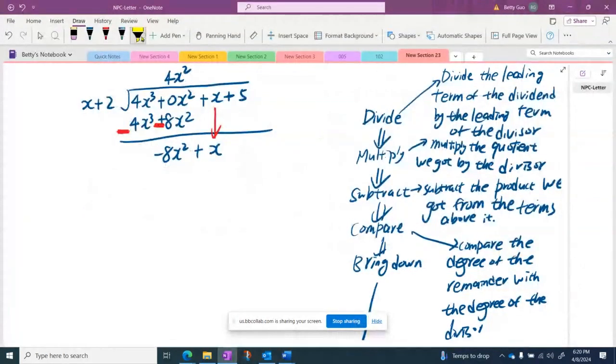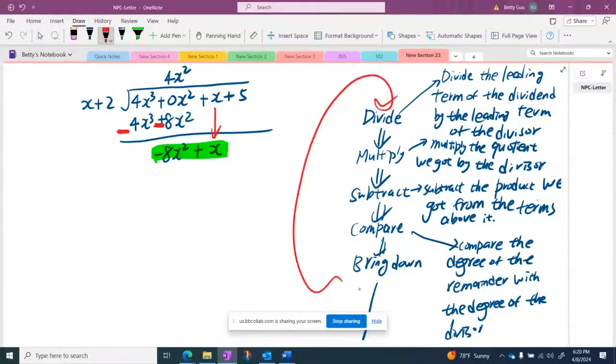And now let me highlight this in green. The green thing is going to be our new dividend. Forget about the original dividend under the roof. The green stuff, the binomial negative 8x squared plus x, is the new dividend. The divisor is still x plus 2. The divisor remains the same, and we are going to repeat the procedure. Let's start a second round.